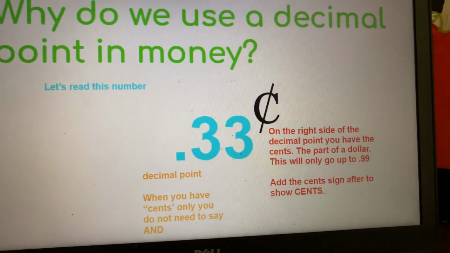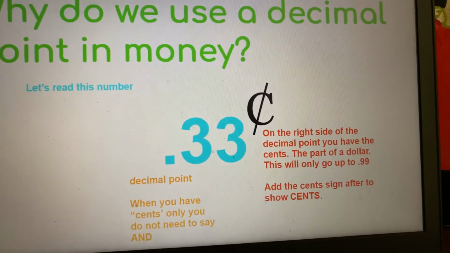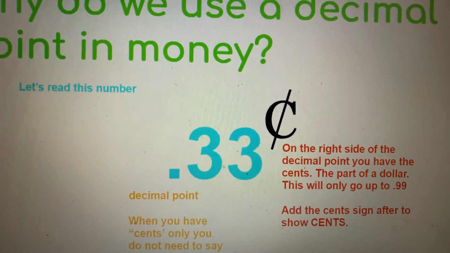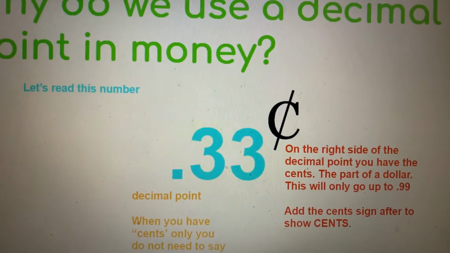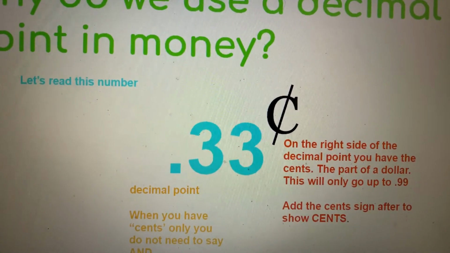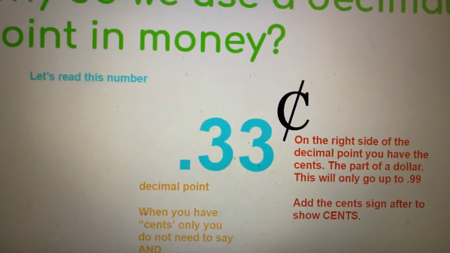On the right side of the decimal point, you have the cents, the part of the dollar. This will only go up to 99.99. And the cent sign after to show cents. So always include that cent sign after.